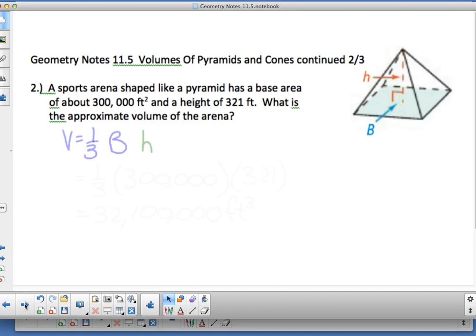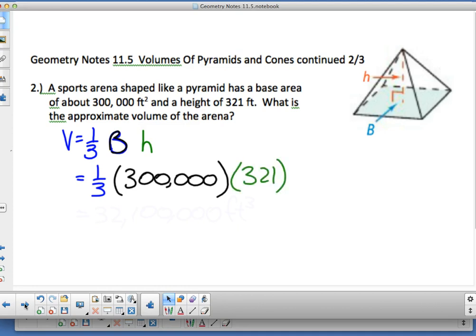So I already got the area of the base. I pop it in, 300,000. I don't have to do anything fancy. I multiply by height, 321, and I'm off to the races. What's the approximate volume of the arena?